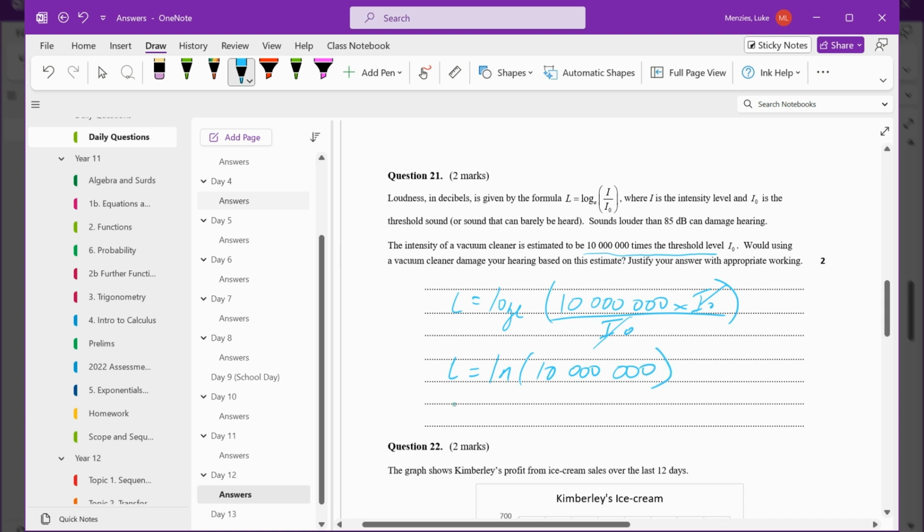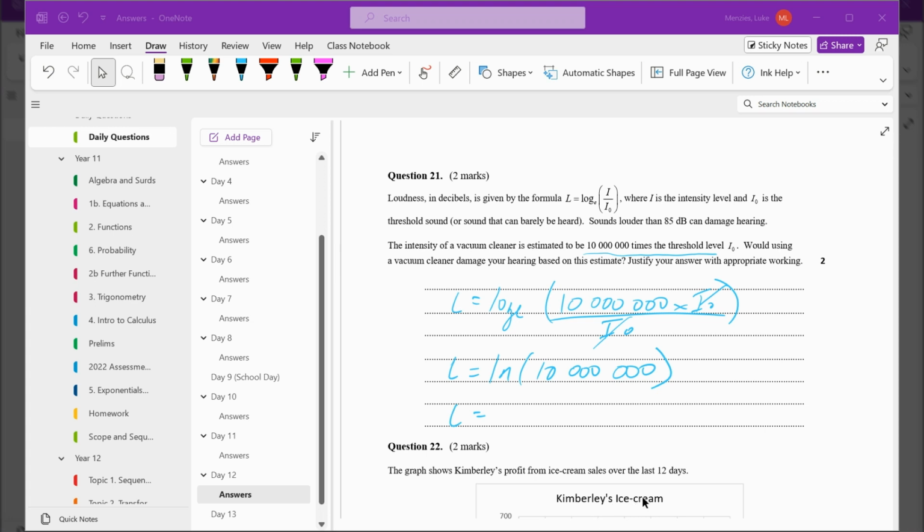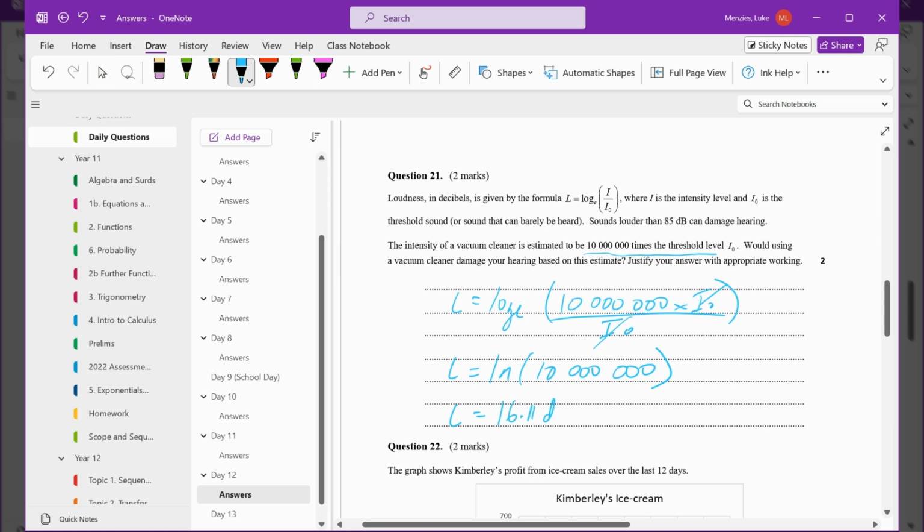And if you do the natural log of 10 million, I believe you get the answer of something like 16. Okay, so you get 16.11, and we'll put it in decibels.